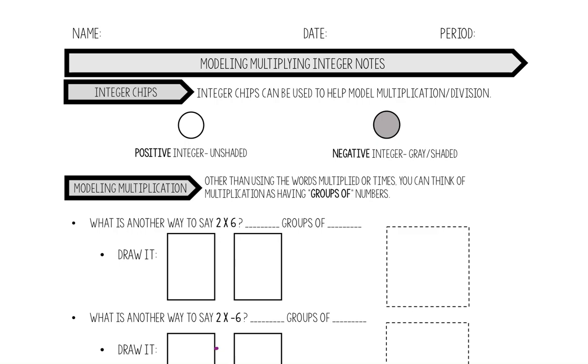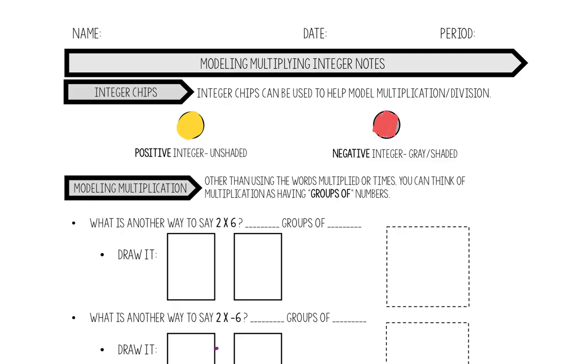So we're going to talk about modeling multiplying integers. So we're going to talk about using the counters. Now remember, in class we were saying that the positive is yellow and that the negative is red. So on here, we're just going to pretty much say if it's shaded, it's negative. If it's not shaded, it's positive. But we can still draw them.